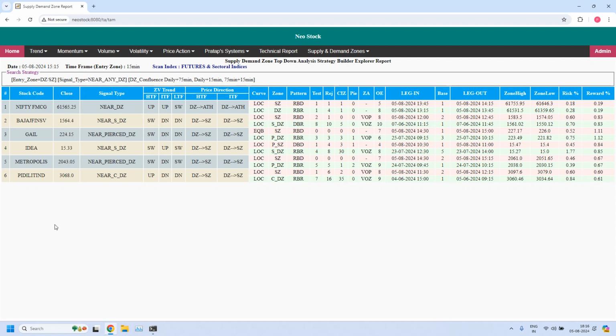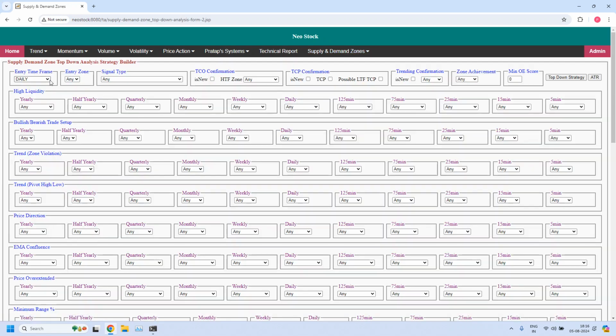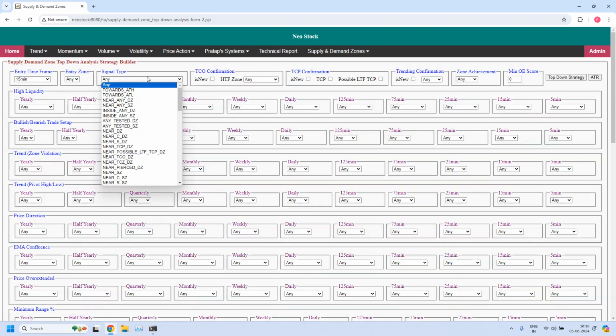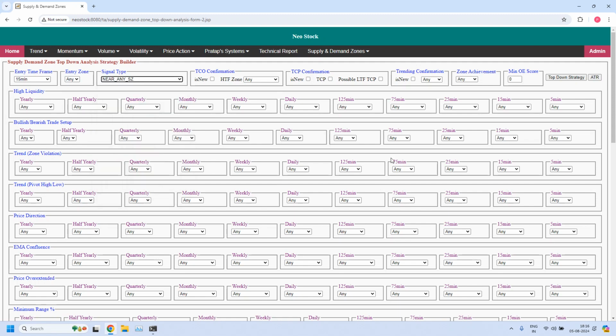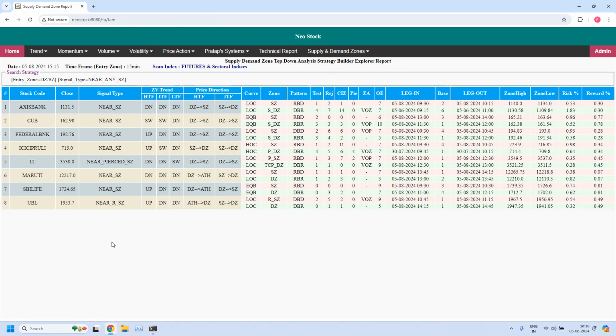Okay, this is about 15 minute stocks near demand zone, and the next report is the 15 minutes time frame. Let us find the stocks near the 15 minutes supply zone. 8 stocks are filtered. Only 1 stock is having a pierced.